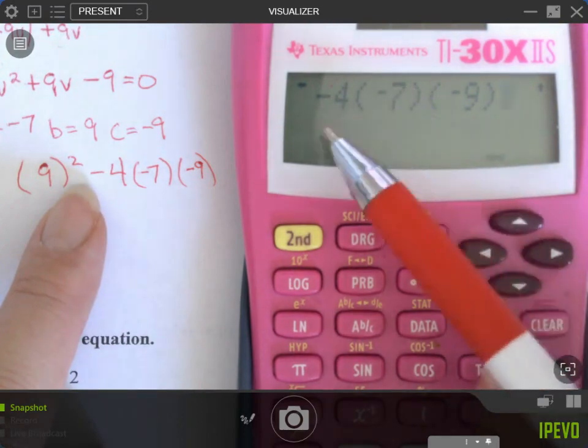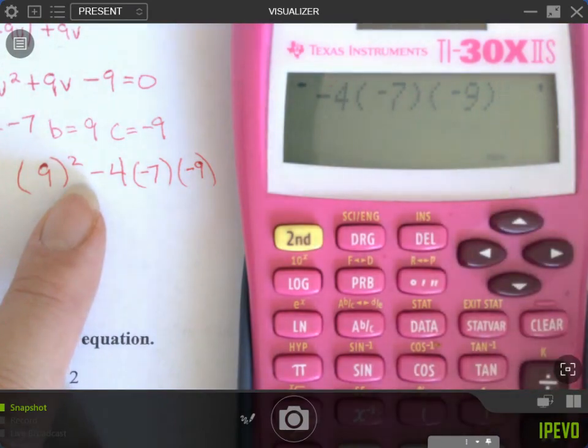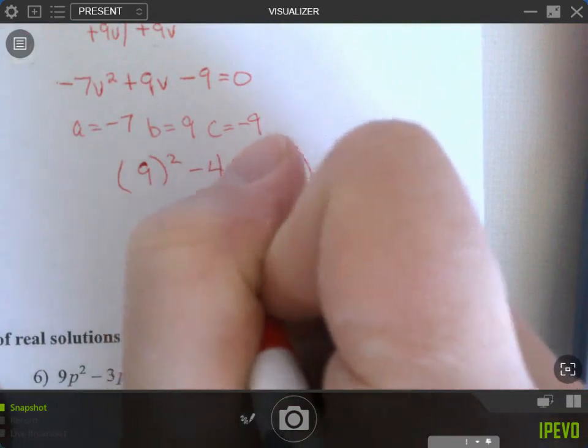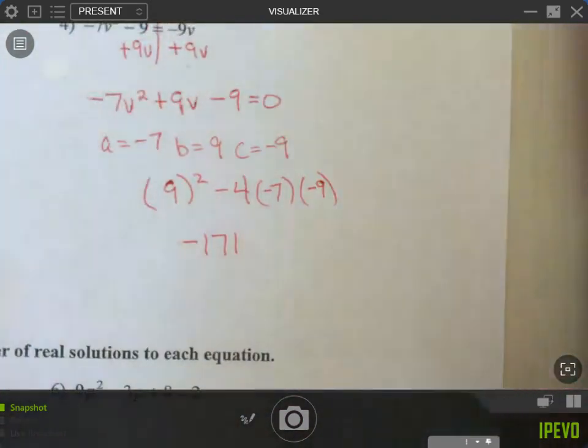Do you see the difference in the signs? Because that would change things. All right, I get -171. Does anybody agree with me? Yep. All right, this is all the top asks for.